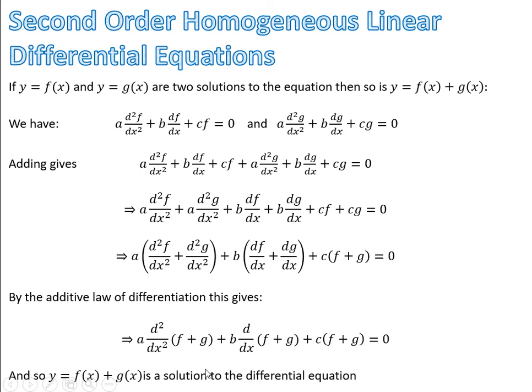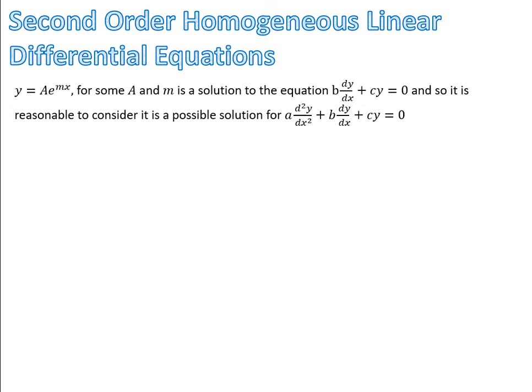Okay. That being said, because y equals ae to the mx, for some a and m, is a solution to the first order linear differential equation, b dy by dx plus cy equal to 0, it is reasonable, I'm telling you, to consider it as a possible solution for the second order homogeneous differential equation. Okay. That being said, we're going to try and prove it nonetheless.